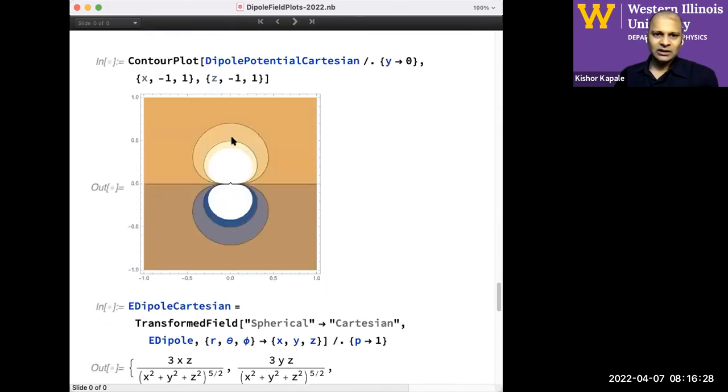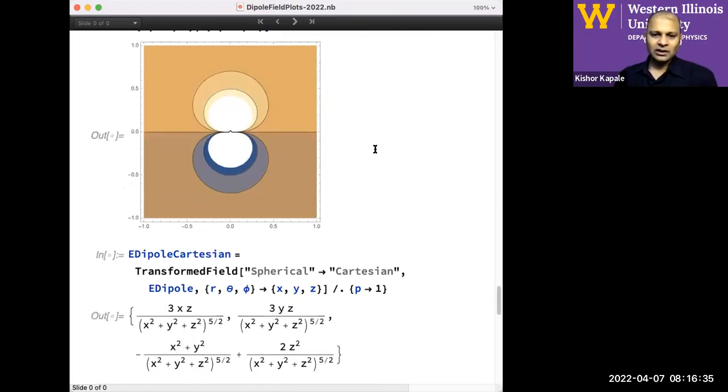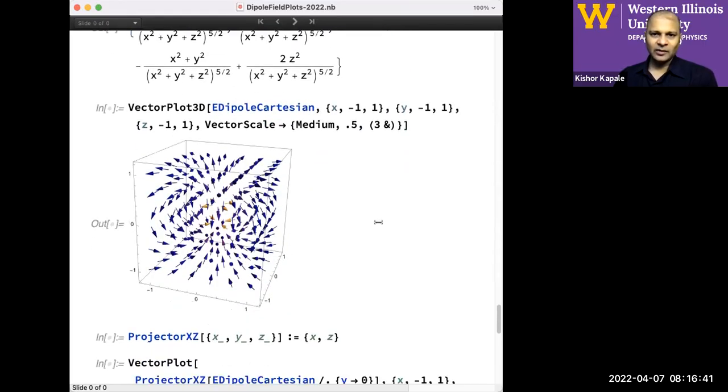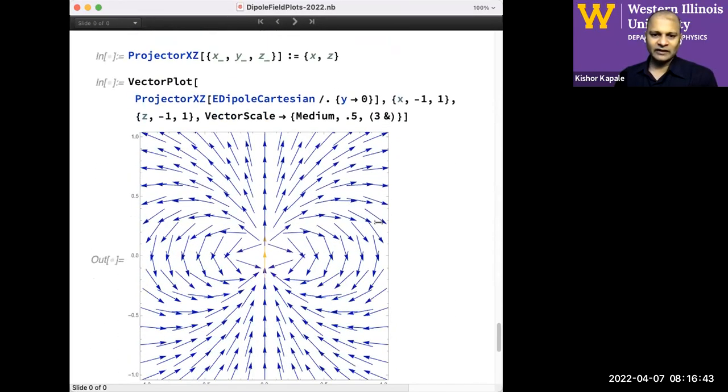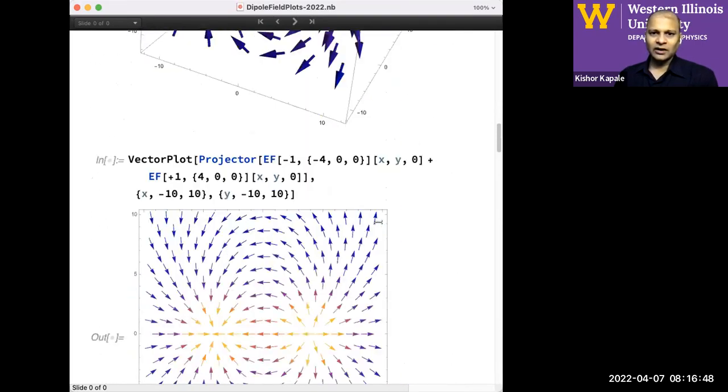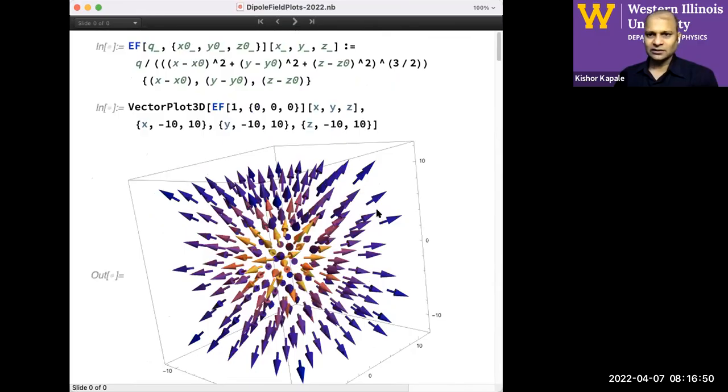Here is the contour plot in the 2D plane, when you substitute y going to 0. And then we did the Cartesian representation, and then you can do all of this, right? So there are a couple of different ways of doing it. You can do something similar for the magnetic fields as well, right?